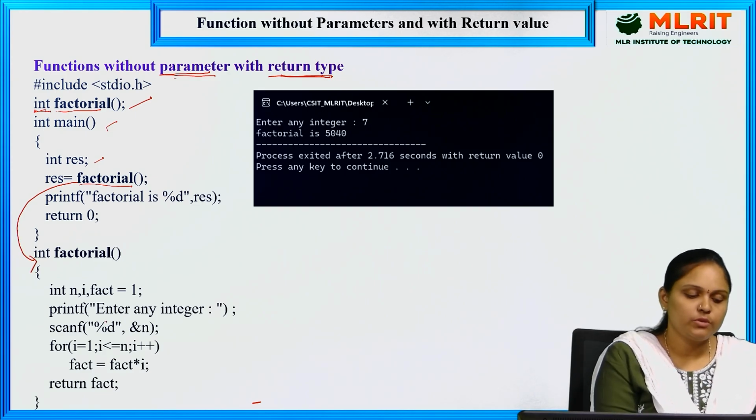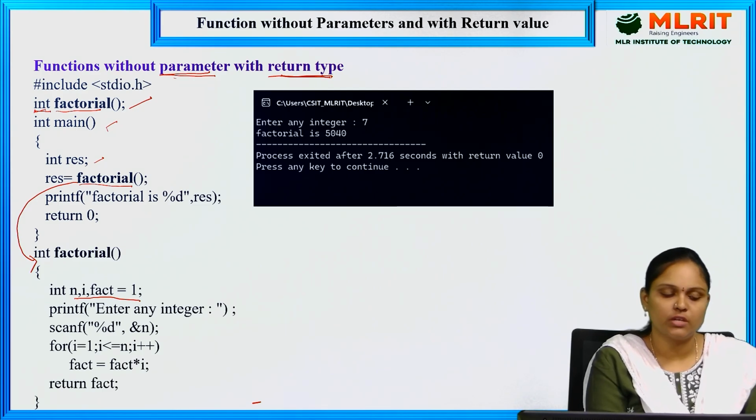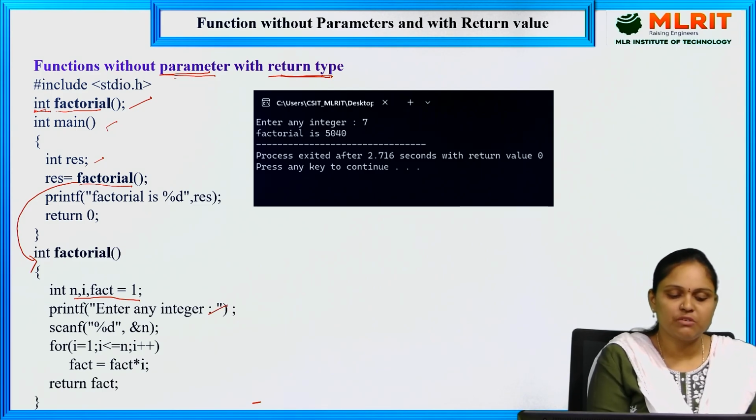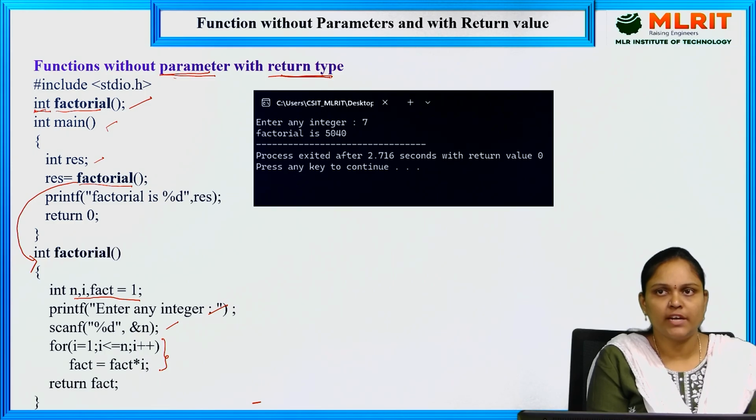So in factorial, these are the variables that I require to solve the factorial of a number. Next, by using the printf statement, we are asking to enter an integer, and by using the scanf statement, we are reading that n value. These two lines are nothing but the logic to find the factorial.